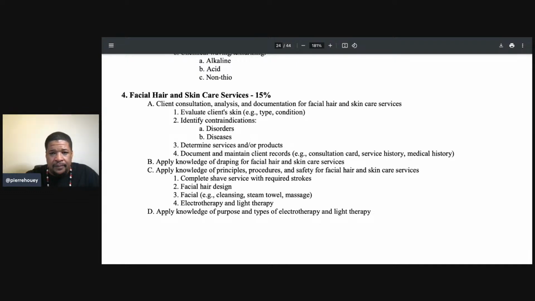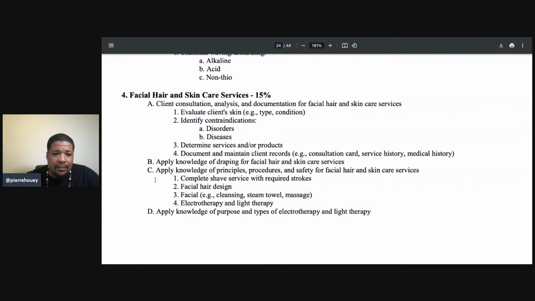B, apply knowledge of draping for facial hair and skincare services. Well, that is very interesting because we talked about draping yesterday. We went into great detail. Now, we went into detail about draping for shampooing and conditioning. But guess what? It's a lot of the same thing.